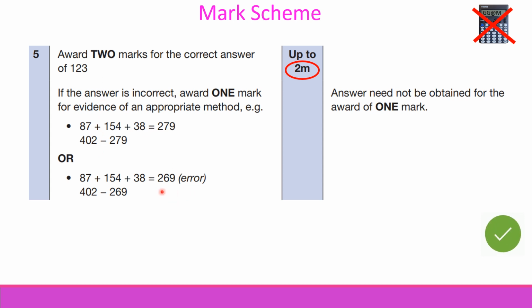Or if you've made a mistake when you add these numbers up and then take that value away from 402, you will still get a method mark for doing your working correctly. So you had the correct method, but you've made a mistake somewhere. So this error here means you're allowed to make a mistake as long as you're showing the working. So it's really important you show your working as it's said next to the question to make sure you get the full marks.